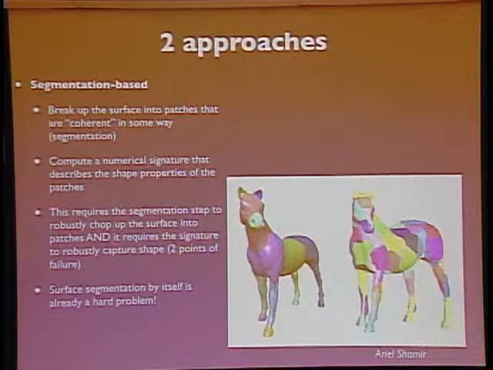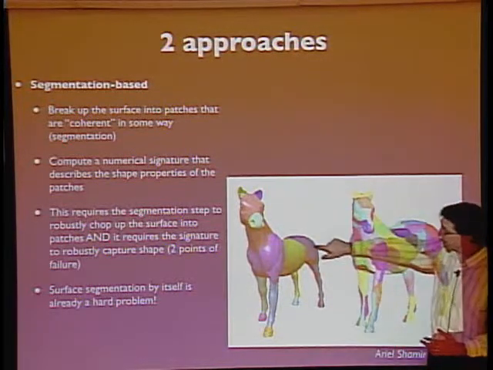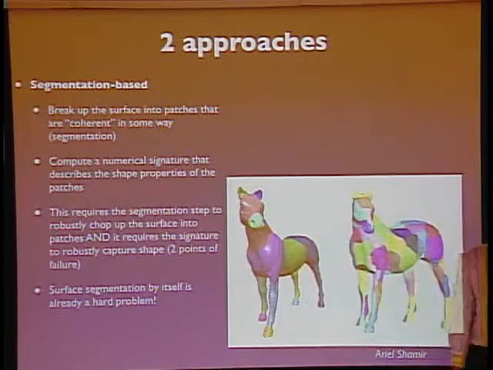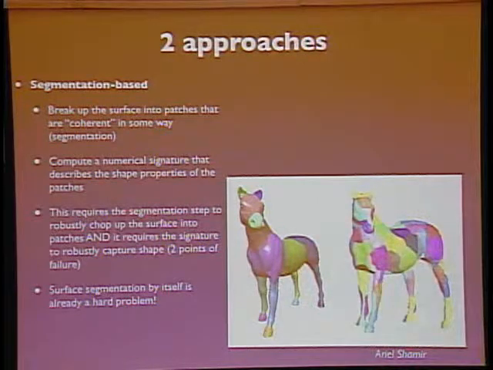So if you do that, you would do this for all of your models in your database, break them up into pieces, and get a numerical signature for each one of the pieces in the database. Then when you see a new scene, you would apply the same algorithm to break up the scene into patches or chunks and get one numerical signature for each one of those chunks. So then you're back to the problem of comparing numerical signatures from the scene to numerical signatures from the object models.